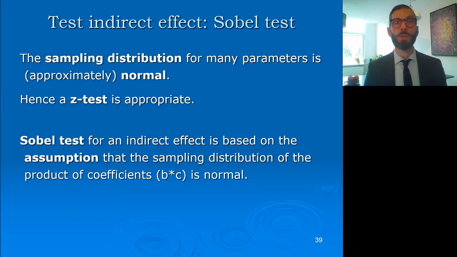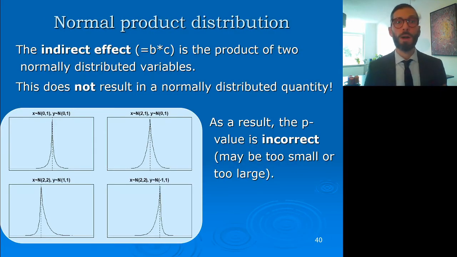There's a problem with this assumption, namely that it is rarely true. If we look at the indirect effect b times c, that is the product of two parameters with normally distributed sampling distributions. The problem is that the product of two normal distributions is not always a normal distribution itself. If you look at the picture here below, you can see several diagrams that represent the product of two normal distributions, and you can see that they are often very peaked and very skewed.